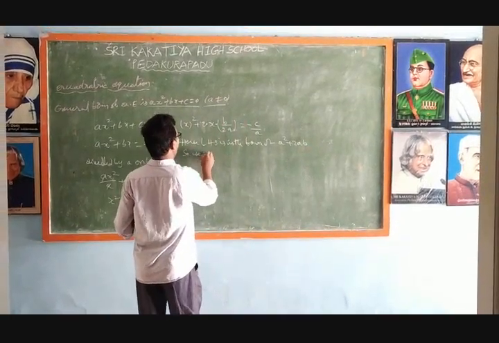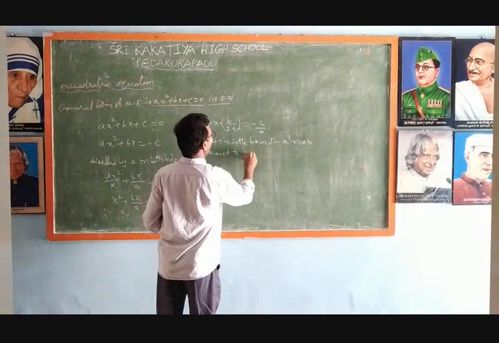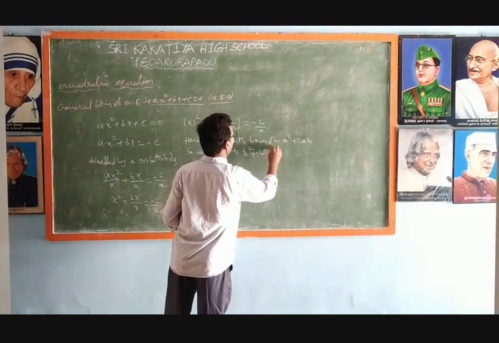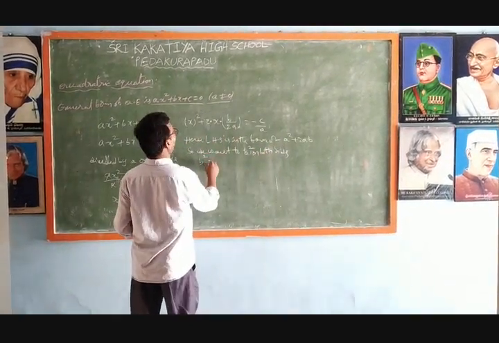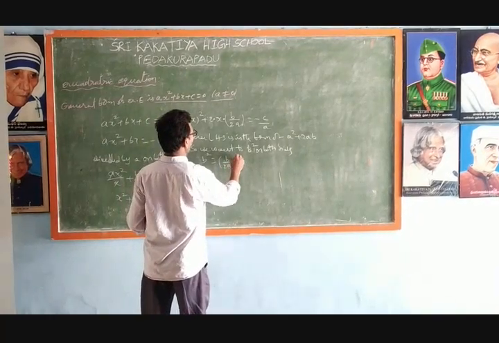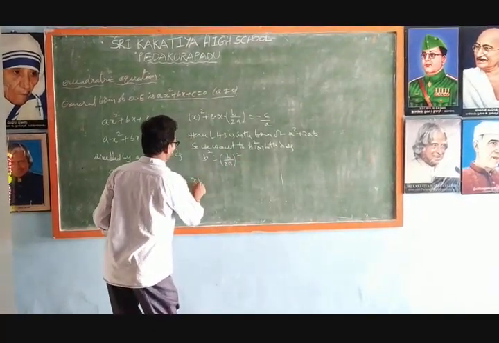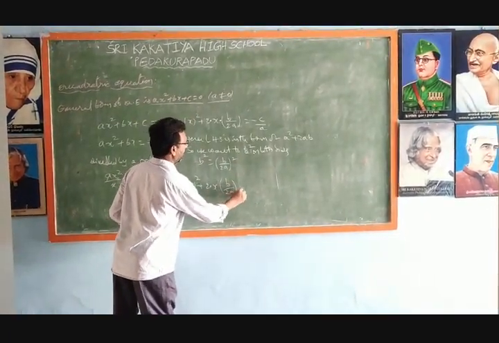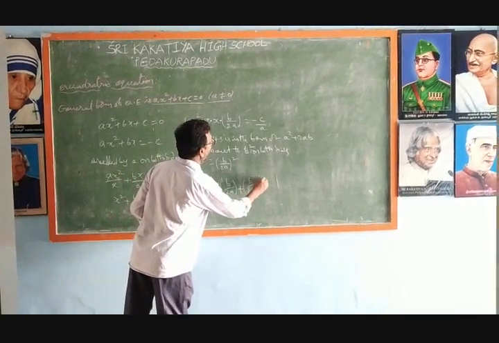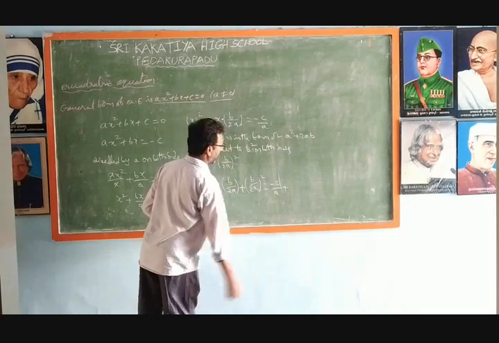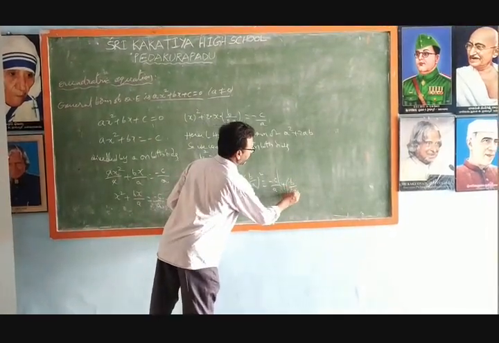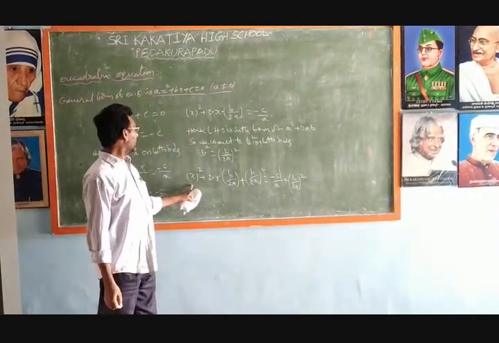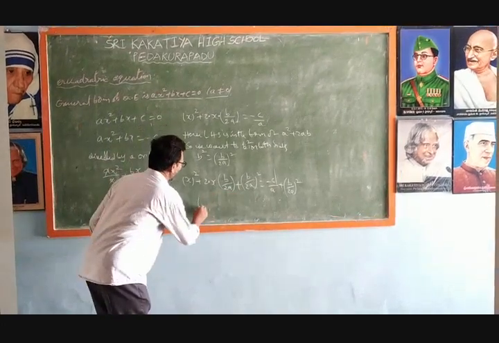So we want to add b square on both sides, that is b by 2a whole square. Now we add: x square plus 2 into x into b by 2a plus b by 2a whole square is equal to minus c by a plus b by 2a whole square. This is a square plus 2ab plus b square, the general form, which is a plus b whole square.